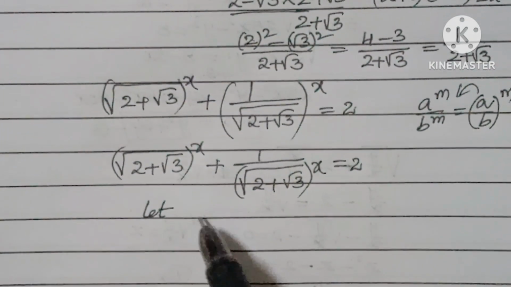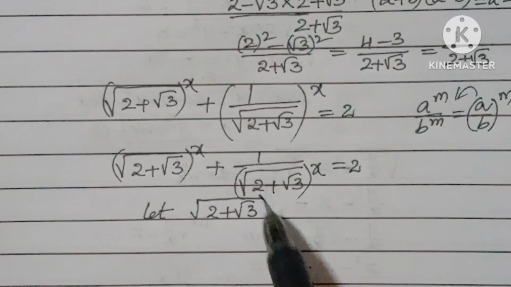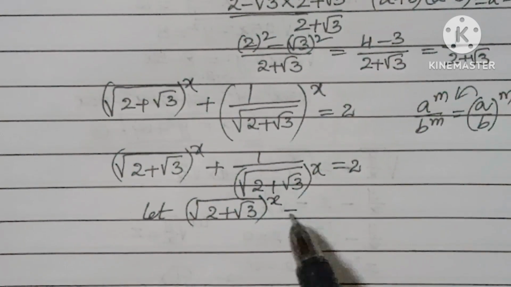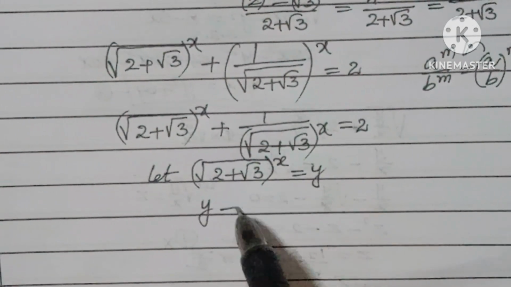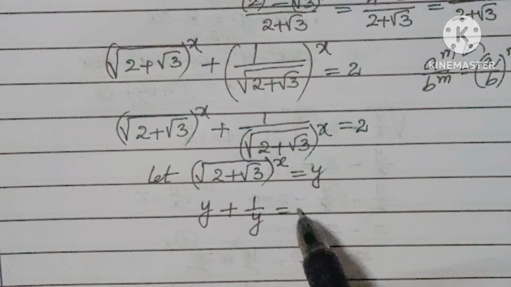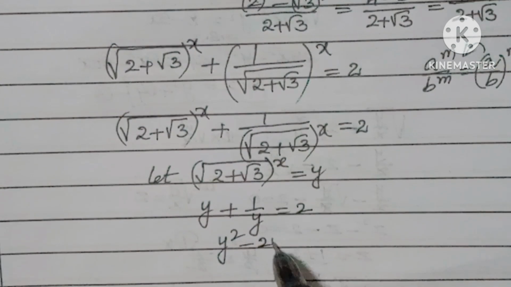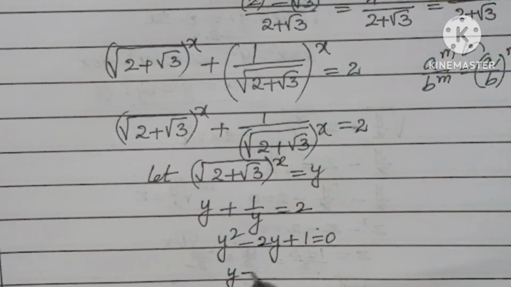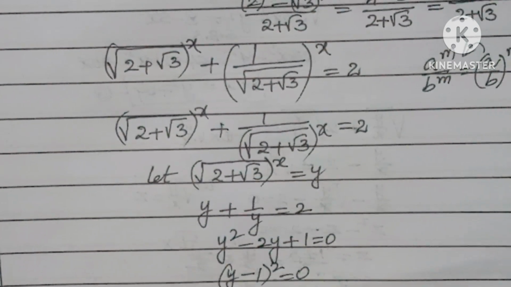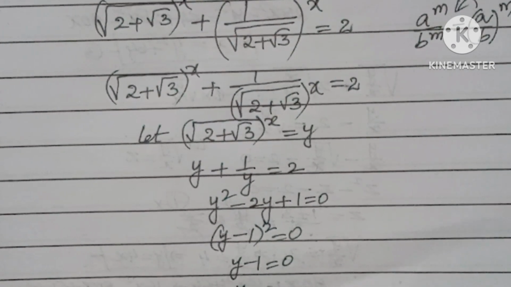So let us take (square root of 2 plus root 3) to the power of x is equal to y. Then you will get y plus 1 by y is equal to 2. If you take LCM, y square minus 2y plus 1 equal to 0. So this can be written as (y minus 1) whole square equal to 0. So you can write it as y minus 1 equal to 0. Y value is 1 now.